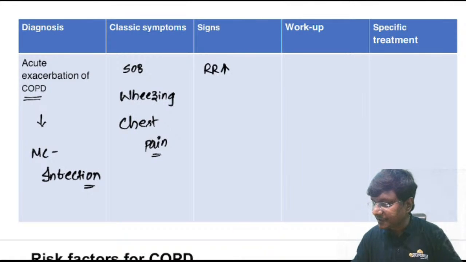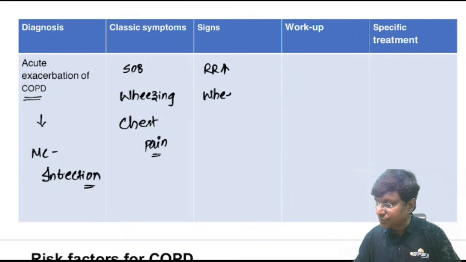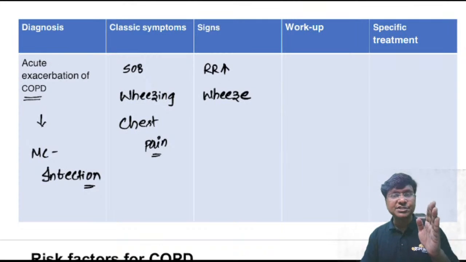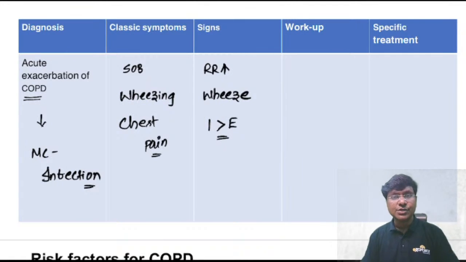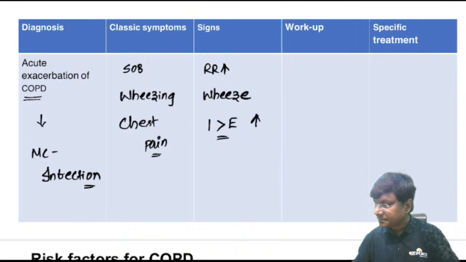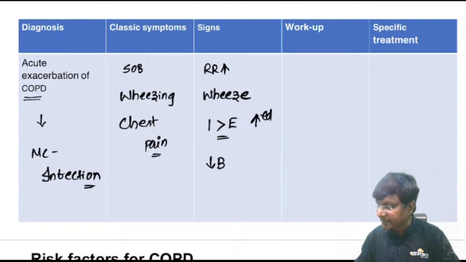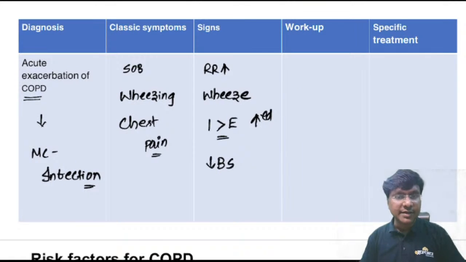And what do you think will be the signs of the acute exacerbation of COPD? They will have respiratory distress. So there will be tachypnea where the respiratory rate will be more than 30 per minute. And when you auscultate, you will have a wheeze. And if you take the inspiration to expiration ratio, the expiratory component will be more than the inspiratory component, so there will be a prolonged expiration to inspiration ratio. And how will the breath sounds be? There will be decreased breath sounds, particularly in case of emphysema, the breath sounds will be reduced.